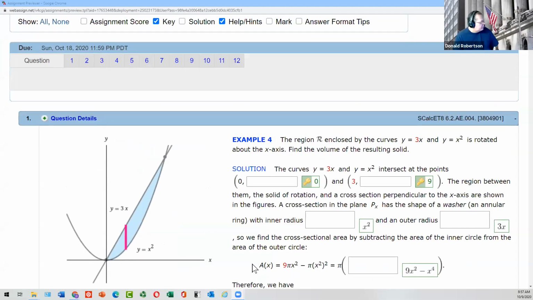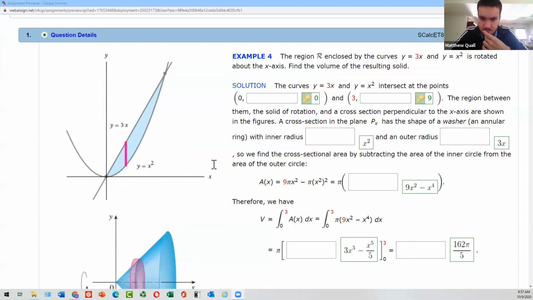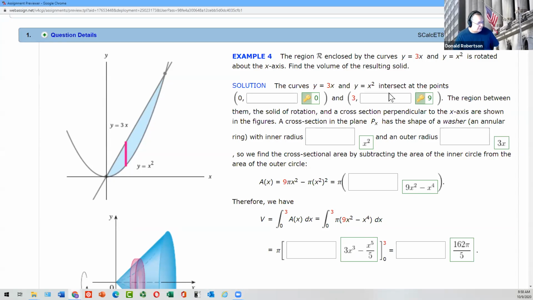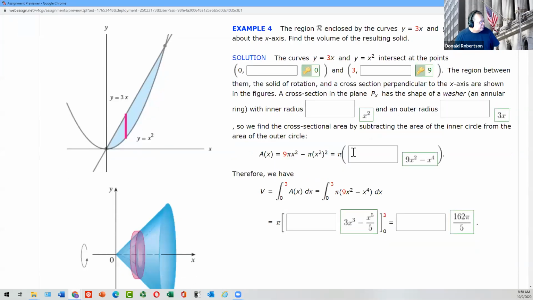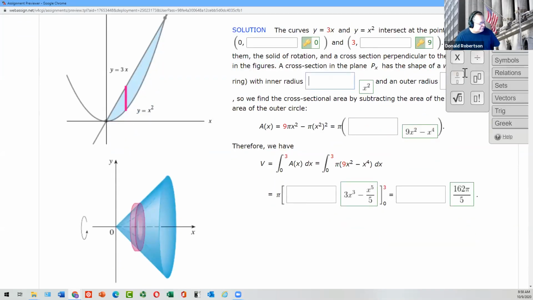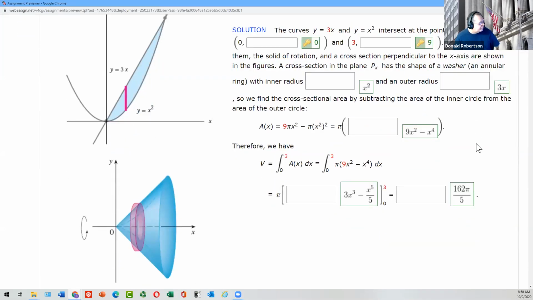Right, so it's basically this question here, number 1. Okay, so you've got y equals 3x, y equals x squared. Find the volume of the resultant solid. So the curves intersect at the point 0, 0, which is pretty obvious, and at 3, 9. So you were cool with that, 0, 0 and 3, 9. Right, now, what you were saying, is it this bit here, inner radius and outer radius? Is that what was causing the issue?